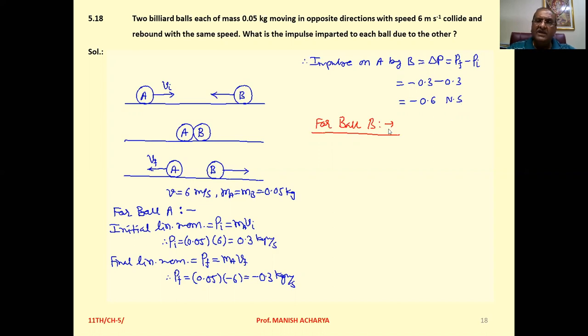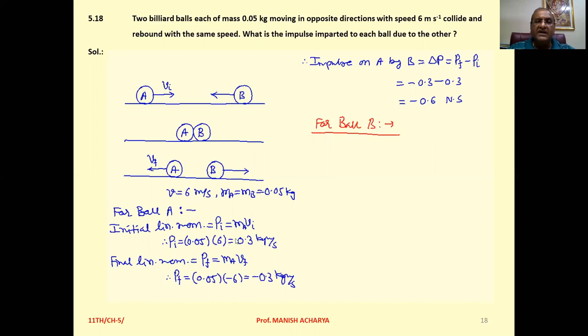Similarly for ball B, the same procedure, but for B the initial momentum will come negative, because when we consider the velocity of A positive, then B is moving in the opposite direction. So the initial will come to 0.3 but negative. And for B, the final momentum will come to the same one, 0.3 but positive, and the impulse on B will come to plus 0.6 newton into second.